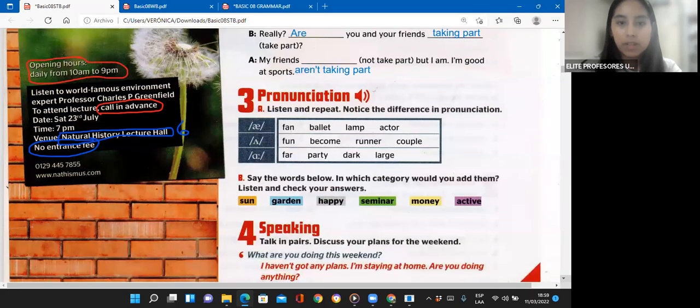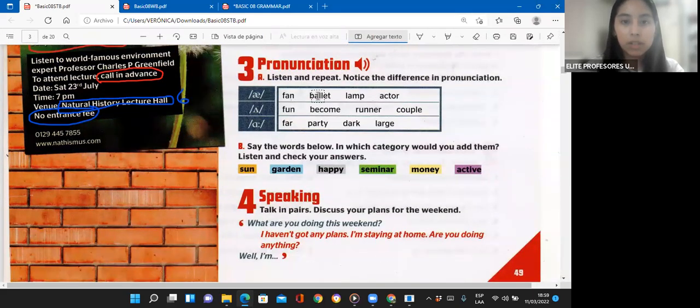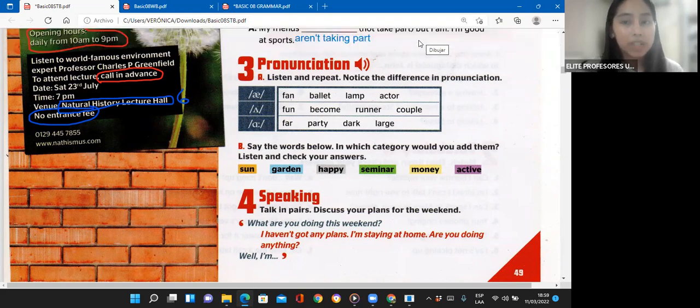All right, pronunciation. Do you want to do the pronunciation? Remember that if we want to talk about pronunciation, it's going to be British. I don't know if you want to listen to this part.